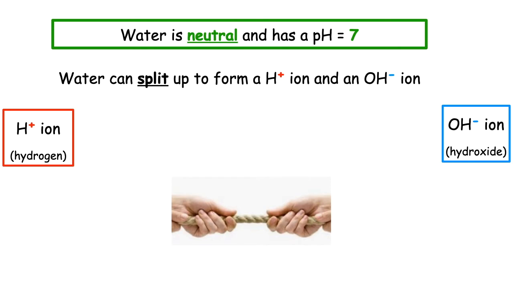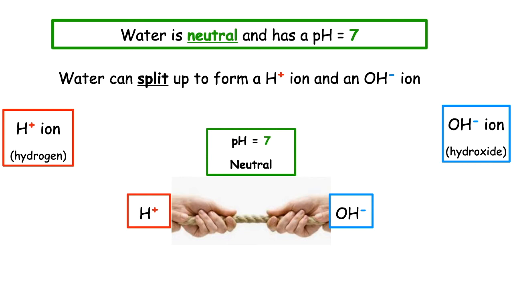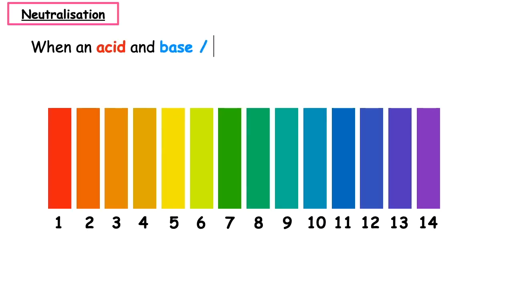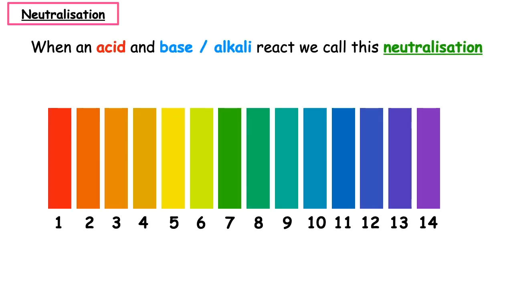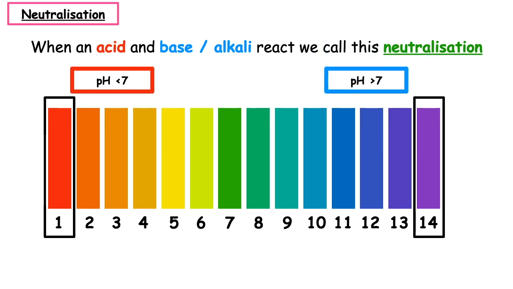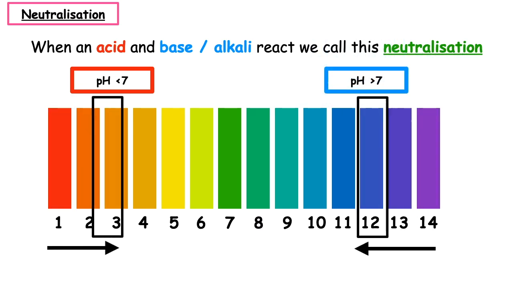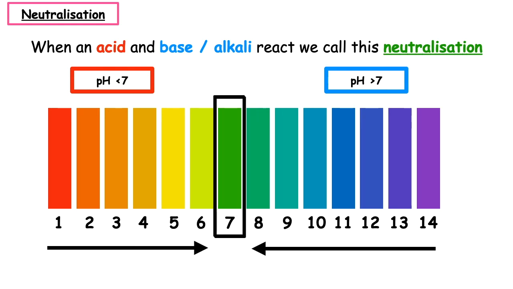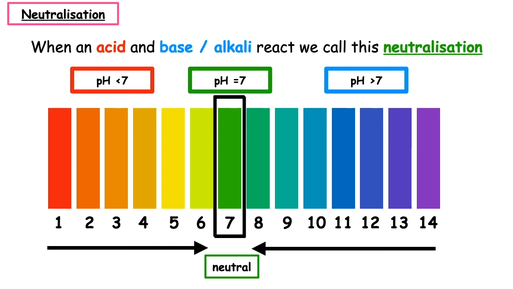Because we have the same number of H+ and OH- ions, the term we use to describe this is neutral. Neutral has a pH of exactly 7. When an acid and base or alkali reacts, we call this neutralization. This is because acids have a pH less than 7, bases or alkalis have a pH greater than 7, and when they combine together, they form a neutral substance which has a pH equal to 7. That neutral substance that they always produce is water.